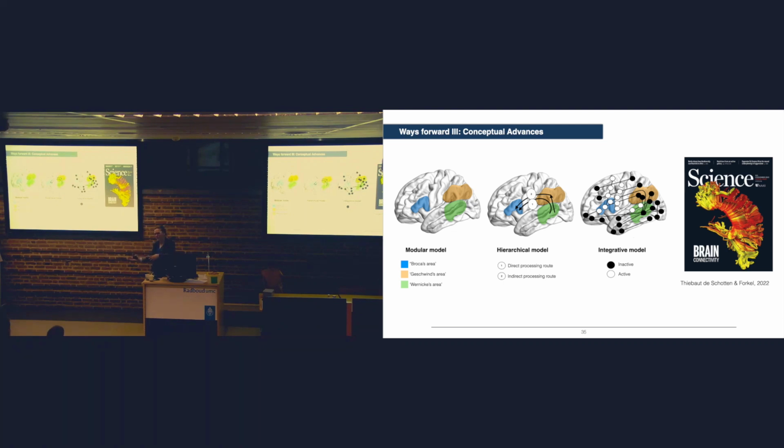And that's a bit like language in the brain. Language isn't located in one part of the brain. It emerges because all these different parts of the brain interact and work together.